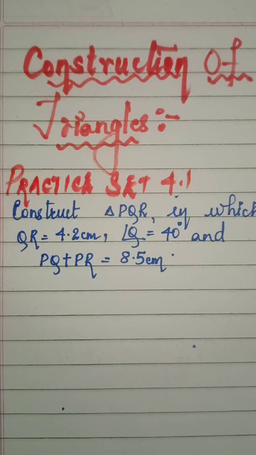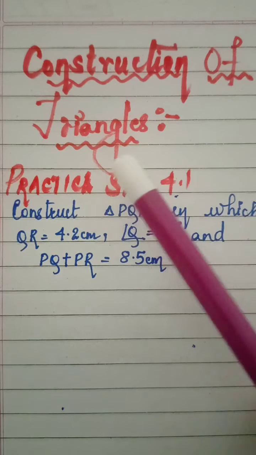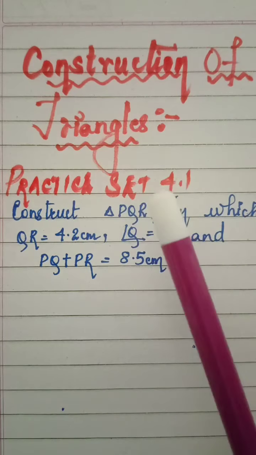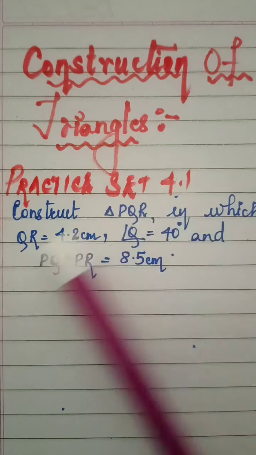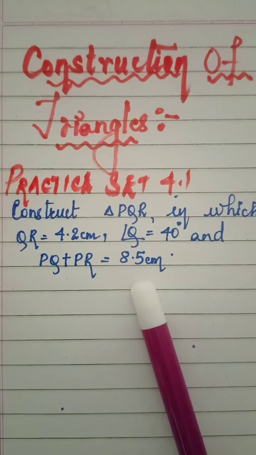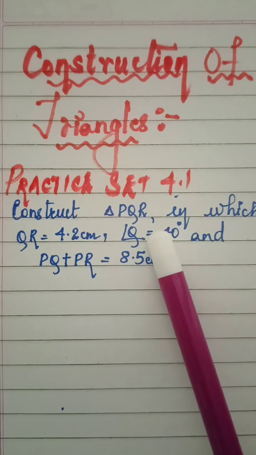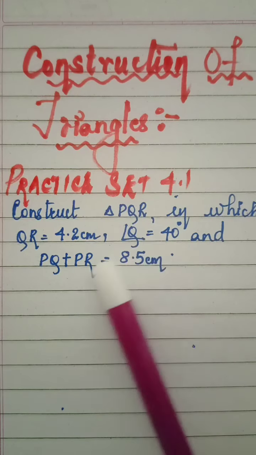Let us start with a brand new chapter, Construction of Triangles. Now, children, you have constructed triangles in your lower classes too. Out of three sides and three angles of a triangle, if information about two parts and some additional information is given, then we can construct that triangle easily. Now, this chapter is about how to construct a triangle from the given information.